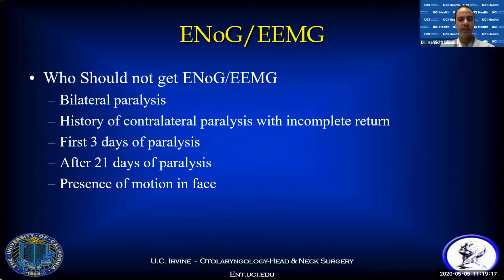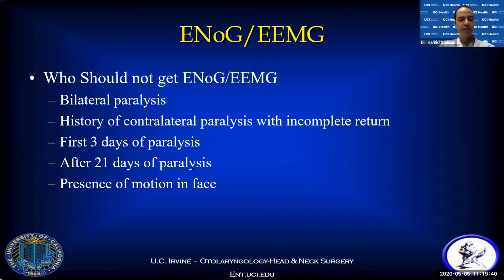So who shouldn't get an ENoG, or what we call an evoked EMG, is a patient with bilateral paralysis or a history of previous paralysis with incomplete return on one side or the other. The reason being is that you're comparing a good side to a bad side. If your good side's compromised, then it's really hard to compare it to anything.